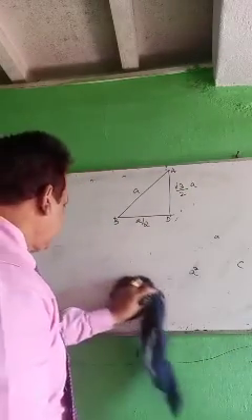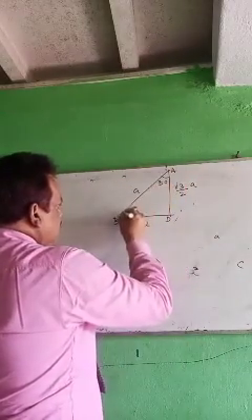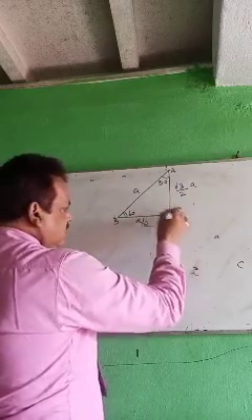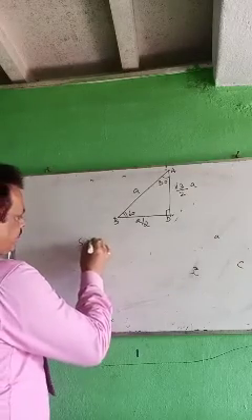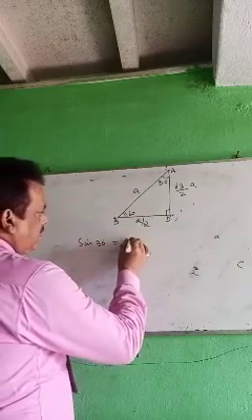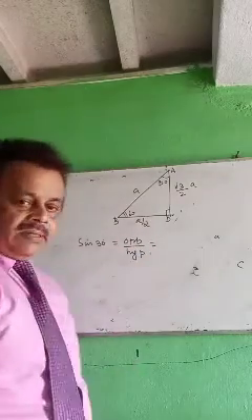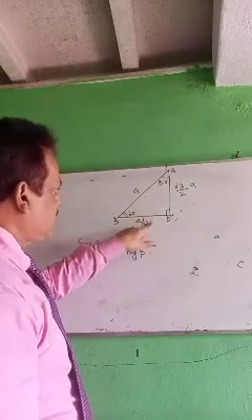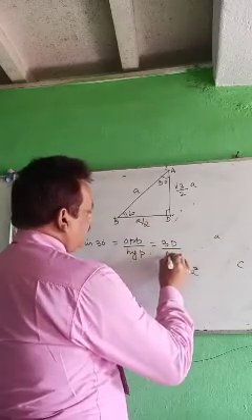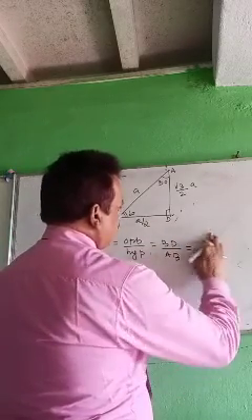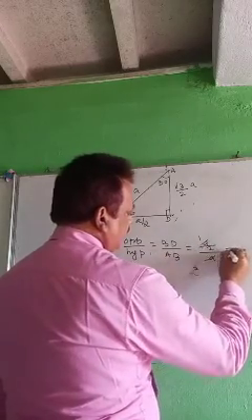Now sine 30 degree. Remember, this is your 30 degree, this is your 60 degree, this is your 90 degree. Now sine 30 is opposite by hypotenuse. The opposite of 30 means BD, so BD by AB, that is A by 2 by A. A cancels, so half.